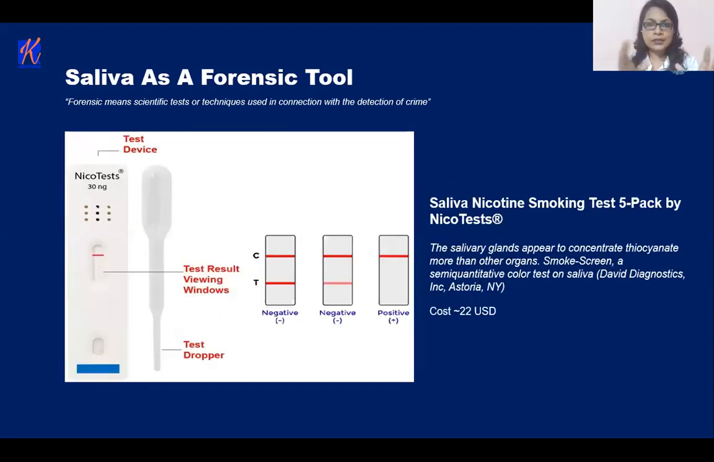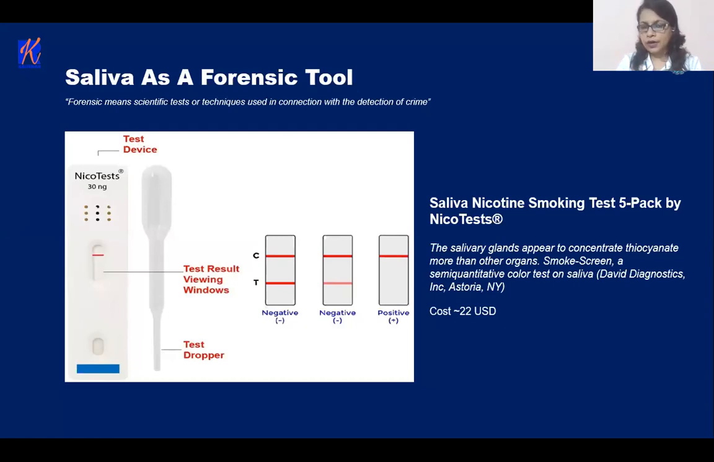And this one I found very interesting. This test is based on the concept that in salivary glands, there is thiocyanate, an electrolyte or ion, which is present. In salivary glands, the ions appear to concentrate more. It's much published in the literature, you can go back and see. And there was a test called smoke screen, and this is an advanced version of smoke screen, where you can actually identify whether a person is a smoker or non-smoker, or even the extent to which one person smokes.